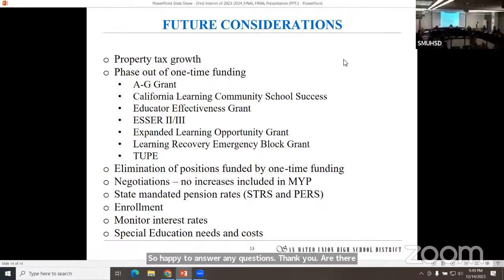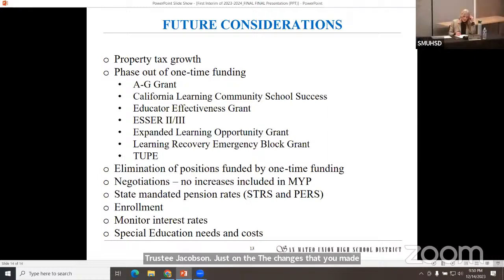Thank you. Are there any questions for Mr. Hawkins? Trustee Jacobson: Just on the changes that you made with the step down of one-time expenditures, it looks like there's still another 200K or so that you need to come up with. Is that right? Yeah, we're still working on that.